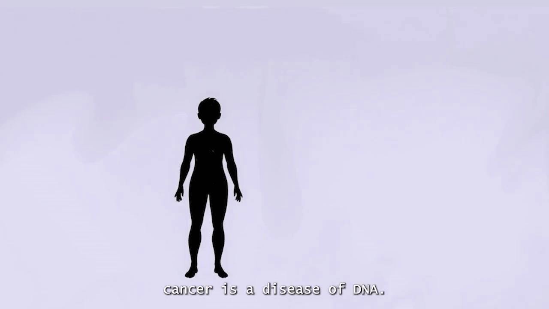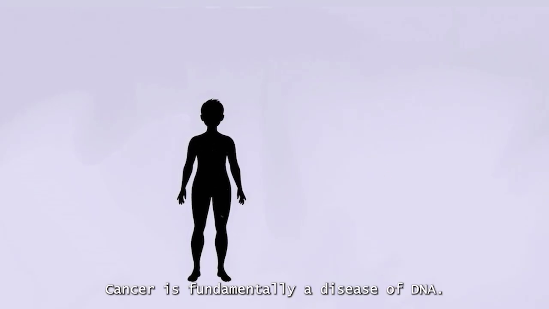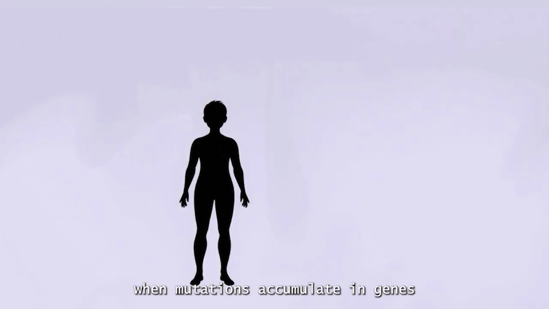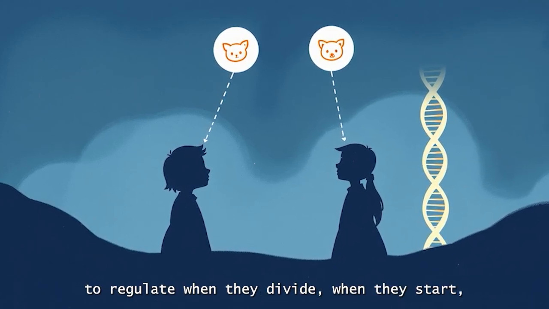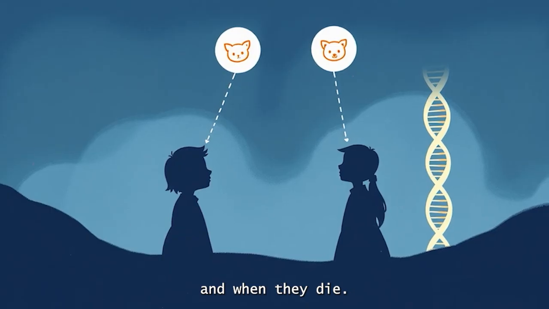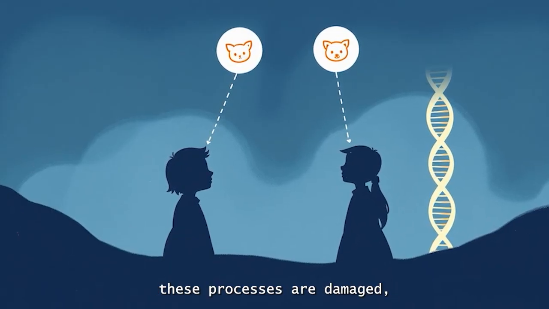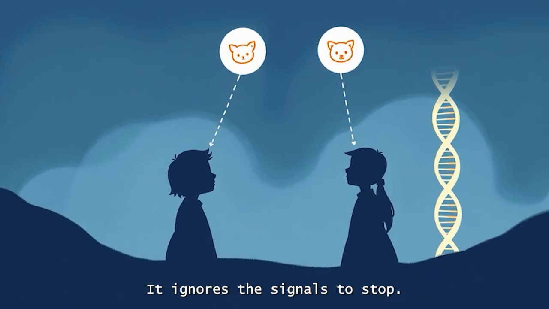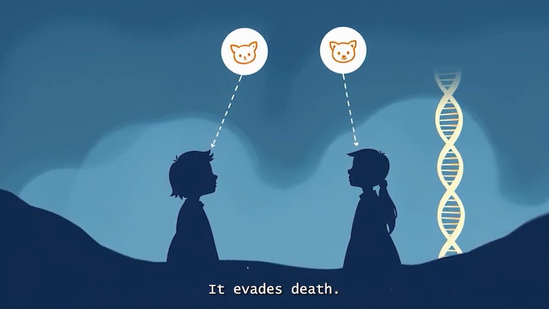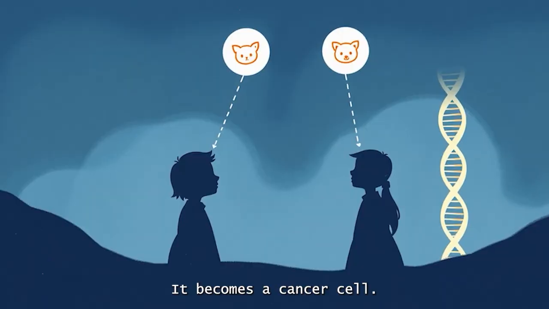Level 12. Cancer is a disease of DNA. Cancer is fundamentally a disease of DNA. It happens when mutations accumulate in genes that control cell growth and division. Normally, cells have mechanisms to regulate when they divide, when they stop, and when they die. But if the genes that control these processes are damaged, a cell can start dividing uncontrollably. It ignores the signals to stop. It evades death. It becomes a cancer cell.